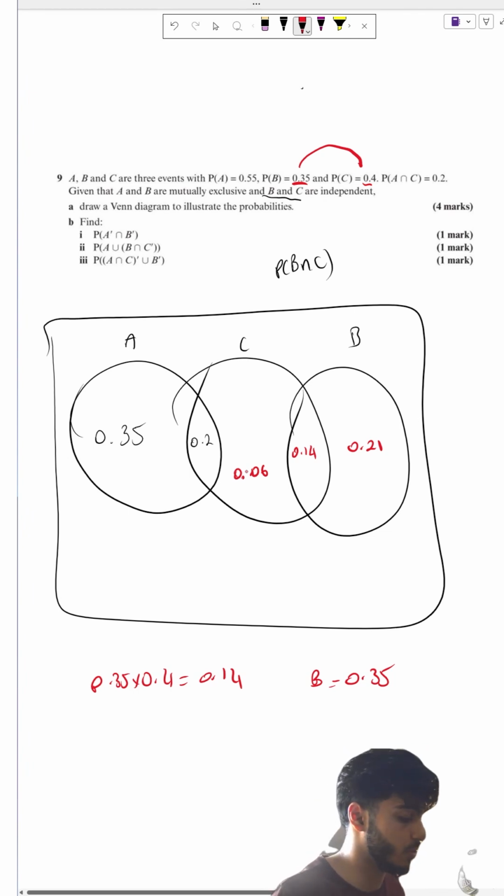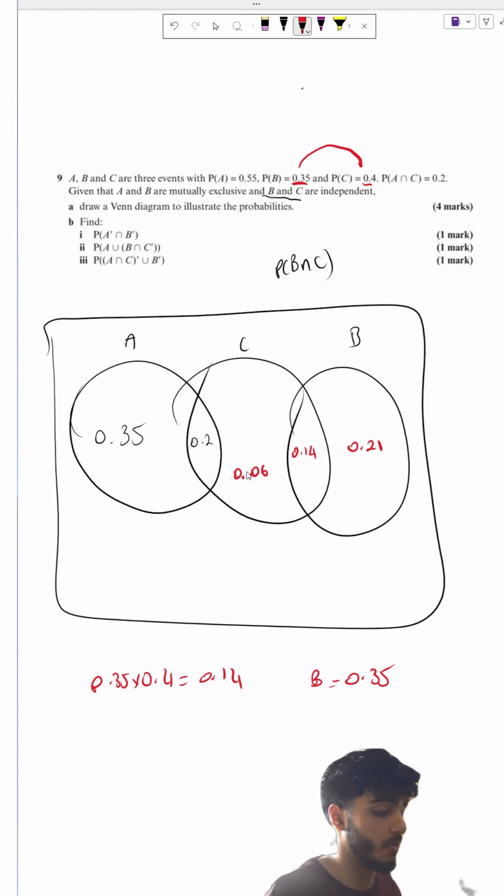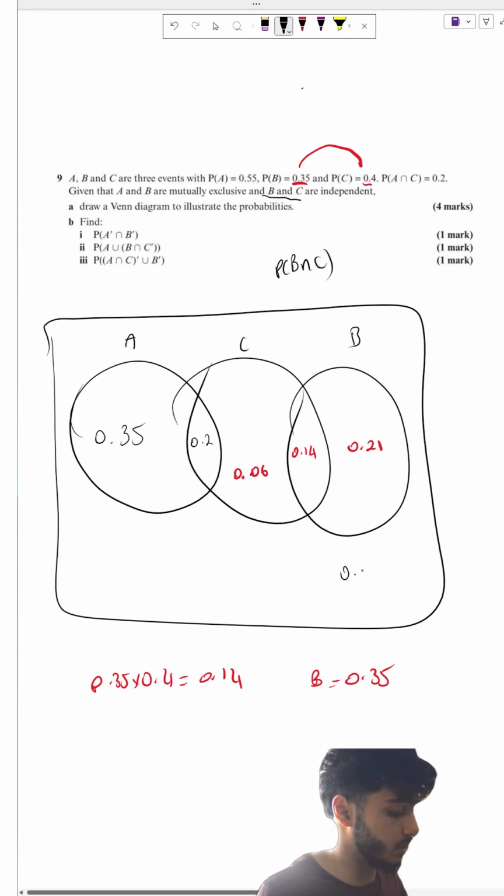So that's the numbers you should get. However, one last thing, we're just going to double check if there's any value on the outside. So I'm going to add all the probabilities together, and that gives me 0.96. So on the outside is going to be 0.04. Always check that, do not forget.